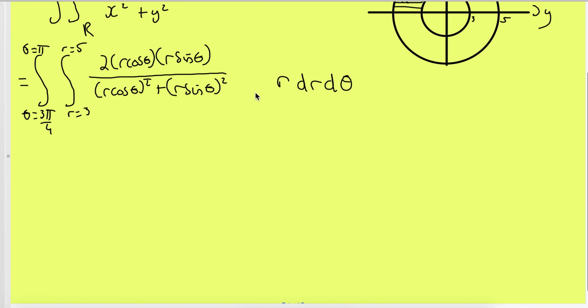Because that just now is impossible to integrate. Theta equals 3 pi by 4. So I'm just doing this exactly the same way as you would do it in an exam, if this is your exam question.